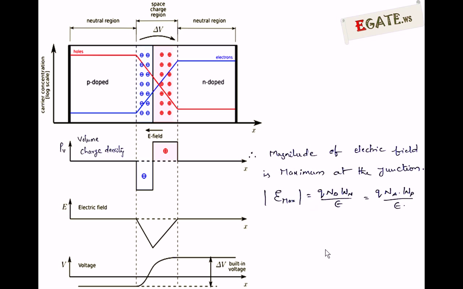So the magnitude of the electric field at the junction, which is the maximum value, can be written as q Nd Wn by epsilon, or q Na Wp by epsilon. Till now we have seen that: q Nd, q Na is nothing but rho v by epsilon into x, where x is Wn with respect to the N side and Wp with respect to the P side. So the maximum electric field is always at the junction, whether it is forward bias, reverse bias, or open circuit, and whether it is a P plus N junction, a P N plus junction, or a simple PN junction. So the maximum electric field can be calculated using this equation.